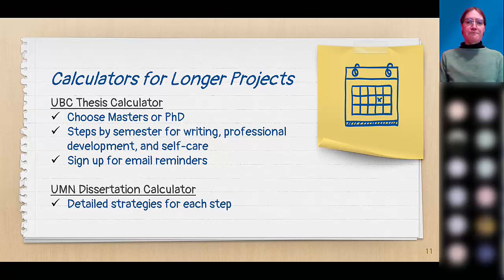So you might also want to try the University of Minnesota's dissertation calculator, as it gives very detailed strategies for each step. Steps identified include developing research methodology, reviewing the literature, analyzing data, and writing. And like the SFU calculator that we discussed at the beginning, each step is broken down by percentage time to spend, accompanied by a due date for each step.